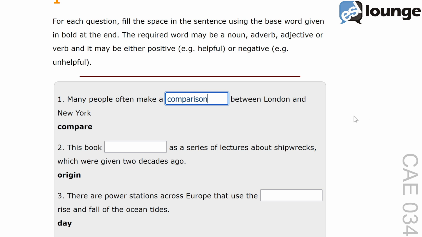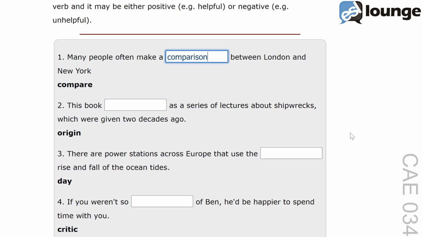Moving on to number 2. This book blank as a series of lectures about shipwrecks, which were given 2 decades ago. The base word is origin. The correct form here is originated.